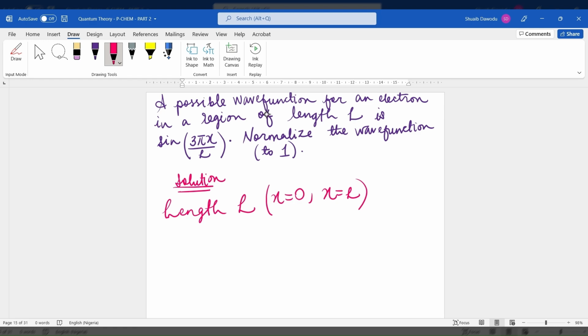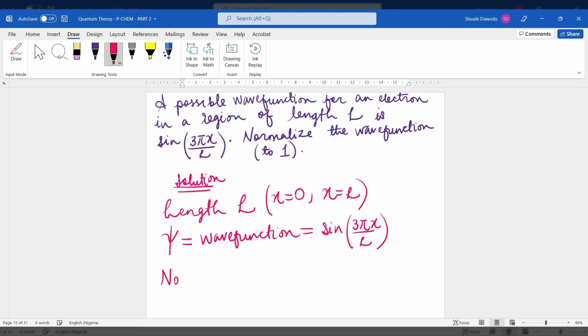Anyways, then we're told that the possible wave function is actually sine 3 pi x over L. So the wave function, which is psi, so psi is the wave function, and the function is just simply sine 3 pi x over L. So now they want us to normalize the wave function to 1.